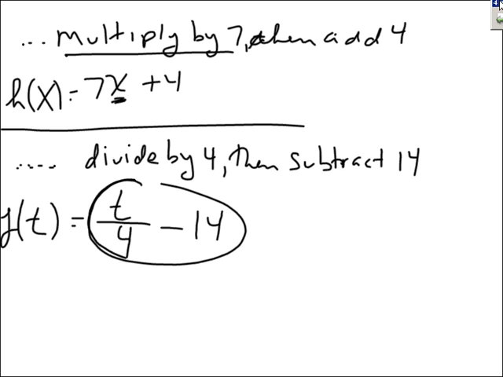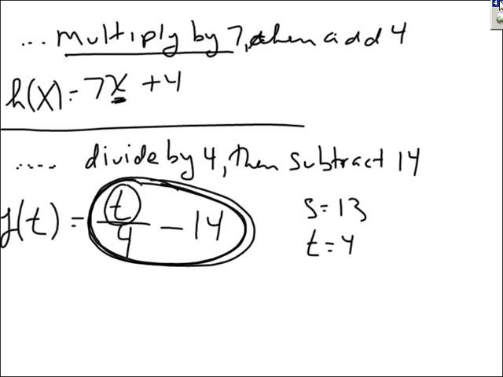To know what the right-hand side is, I have to tell you what t is. For example, if I tell you s is 13, you don't know how much this is. But if I tell you t is 4, you'll say, oh, t is 4. 4 over 4 is 1. 1 minus 14 is negative 13. So when I ask you what j of 4 is, I'm telling you t is 4, not s is 4. The right-hand side is in terms of t. So it's j of t. If the right-hand side had been in terms of L, I would say j of L.